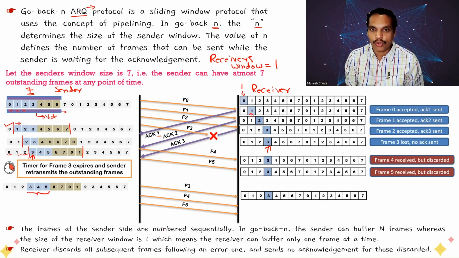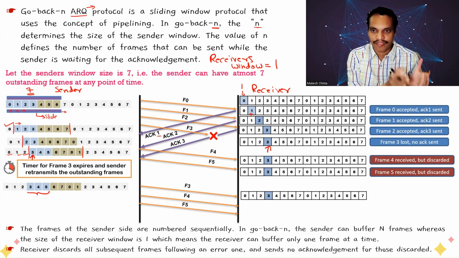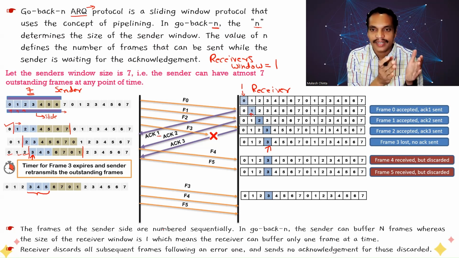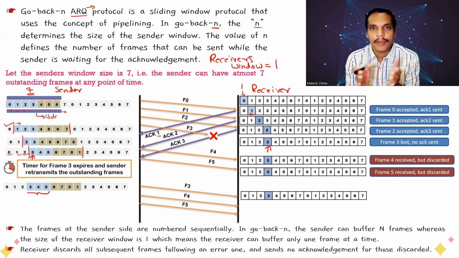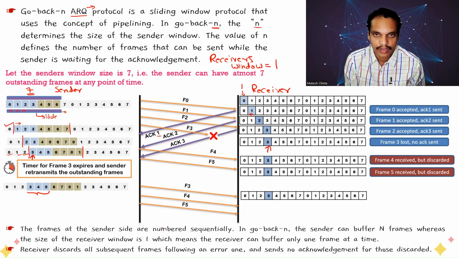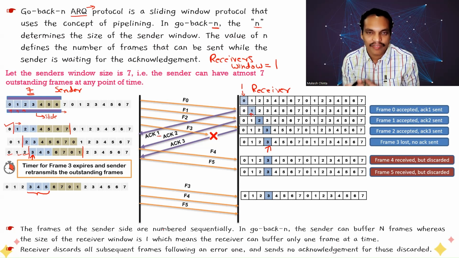The name itself tells you, go back N. So you have to go back to the frame which is yet to be acknowledged first and for which the timer has expired. From that frame onwards, how many frames are still outstanding? All of them have to be retransmitted again. There is no other way around it. The problem is, if there is a high error rate, if there are too many errors on the link, this particular method will obviously lead to more and more retransmissions.